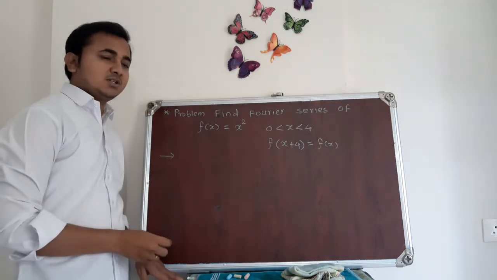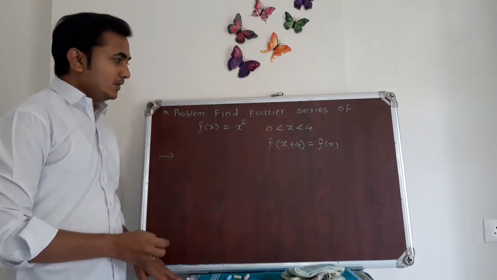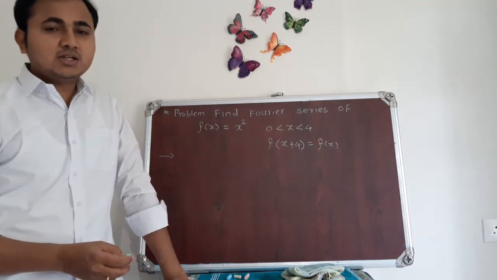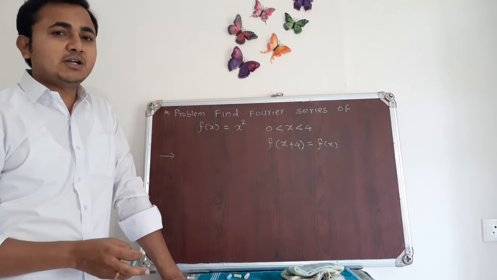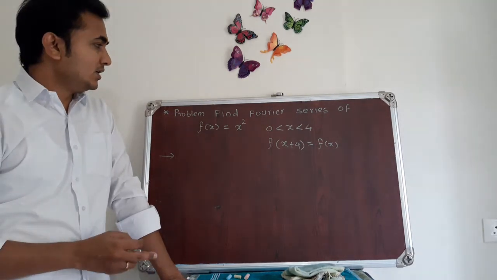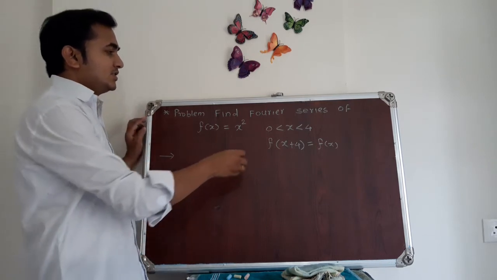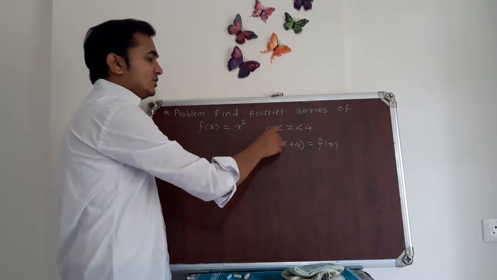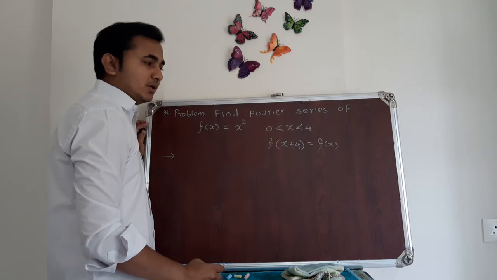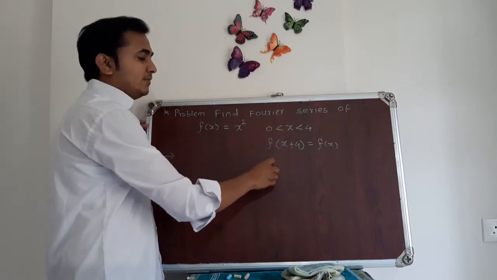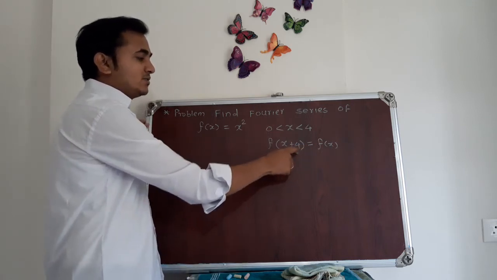Moving on to the next topic of Fourier series, examples of various types. In the last video, we have seen an example having period 2 pi, which was defined from minus pi to pi. Here is another example of a different kind, because you can see that the interval is 0 to 4, and it is said that f of x plus 4 is equal to f of x. That means this 4 is the period. This is capital T, or you can say 2L. The value of 2L is 4.